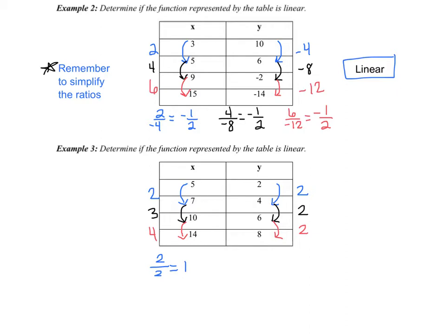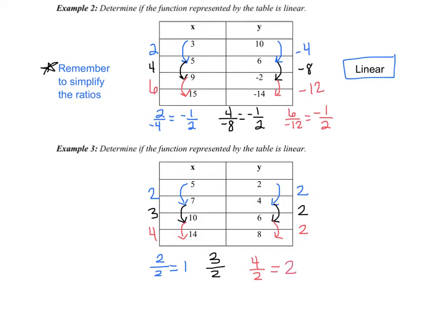Our second ratio is going to be 3 over 2, which simplifies to 1 1/2. But you can just keep it as 3 over 2. And then our last ratio is 4 over 2, and 4 over 2 is equal to 2.